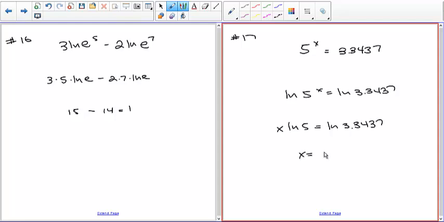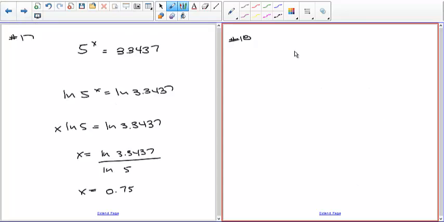So x is just equal to the natural log of 3.3437 divided by the natural log of 5. And I think it's 0.75, but just natural log of 3.3437 divided by the natural log of 5. And you get 0.749999, so it's 0.75.